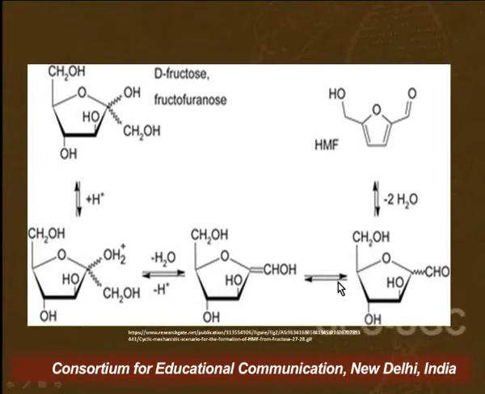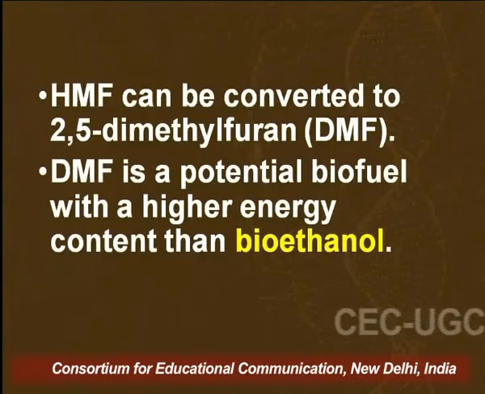This intermediate will undergo these steps again, and it will result in the formation of HMF. As you can look at the structure of HMF, it contains a hydroxymethyl group here and an aldehydic group here. So this is HMF. That means when we are heating a food, the fructose present in the food loses 3 water molecules and is converted into HMF.